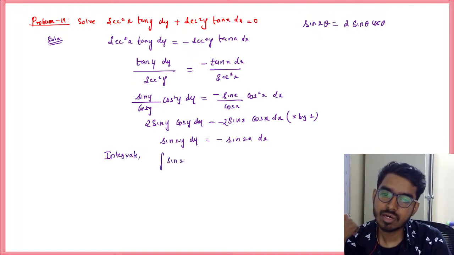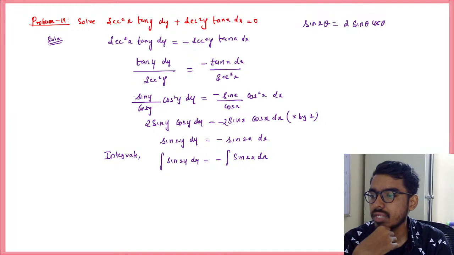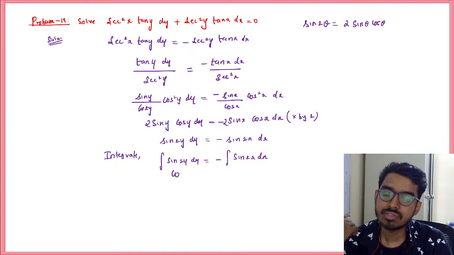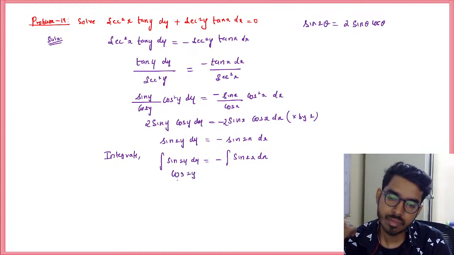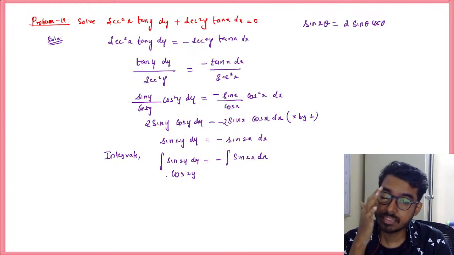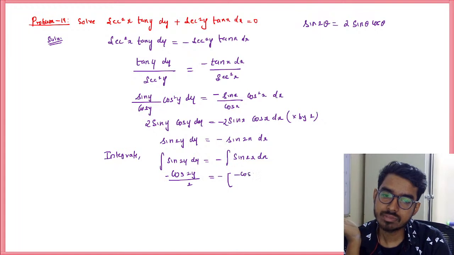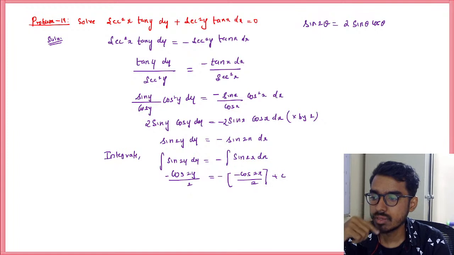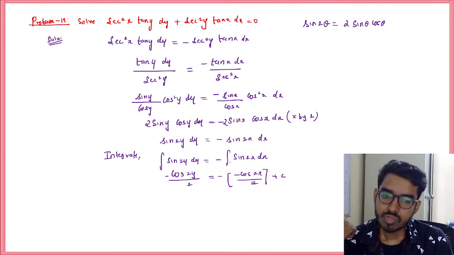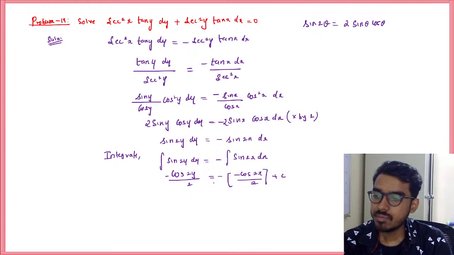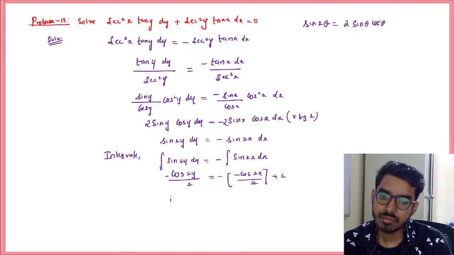Integration of sin 2y dy is equal to minus integration of sin 2x dx. So the integral of sin 2y dy will be minus cos 2y divided by 2. Here also minus cos 2x by 2 plus we will add some constant c. If we bring this term to this side, that is the required solution, right?